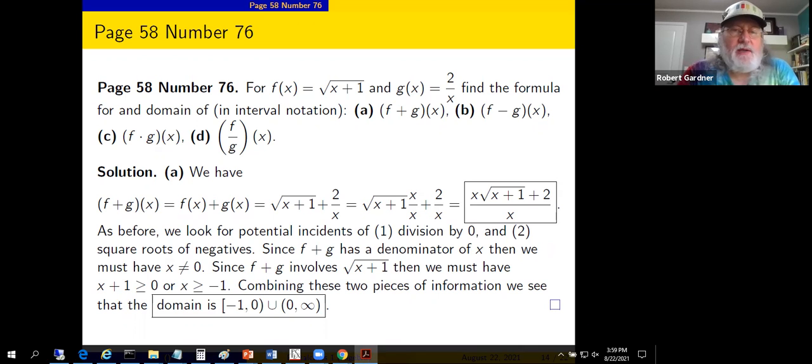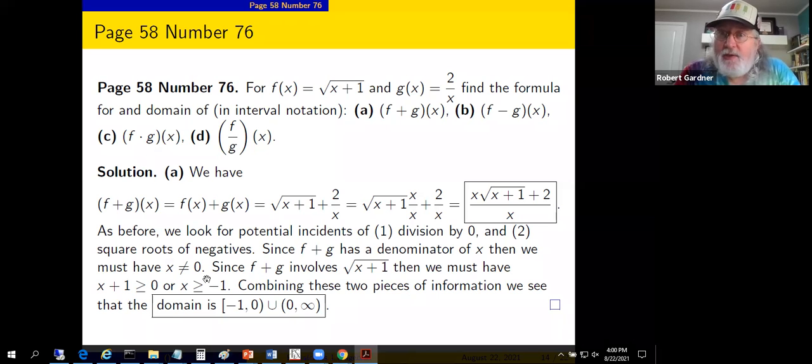Okay, they want the domain. All right, well, let's find bad things. Bad things are division by 0 and square roots of negatives. We've got some division, there's a denominator. That's why I wanted to combine these two. Denominator of x, well, x can't be 0 because we can't divide by 0. So the division by 0 constraint tells us x is not 0.